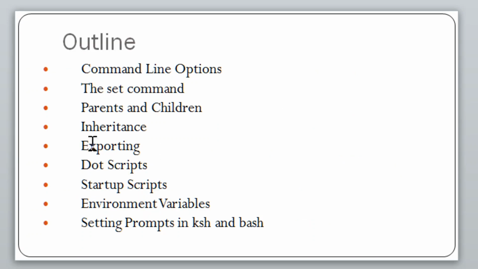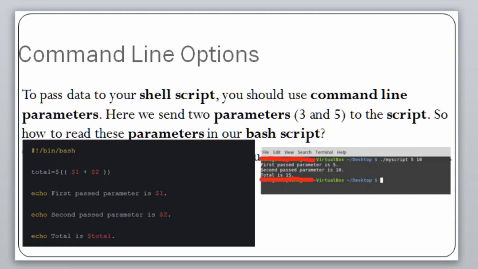substitution. Today, we have a little bit less to cover, so we can spend a little bit more time on each one. So we have command line options, the set command, parents and children, inheritance, exporting, dot scripts, startup scripts, environment variables, and setting prompts in kshell and bash. So we're going to get started by looking at some command line options.